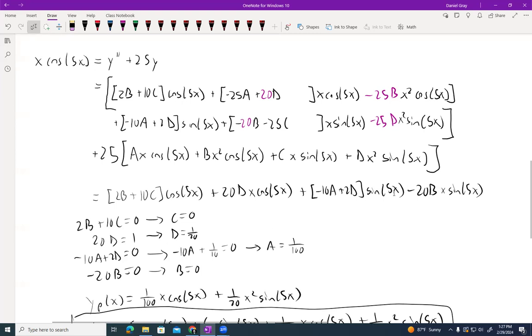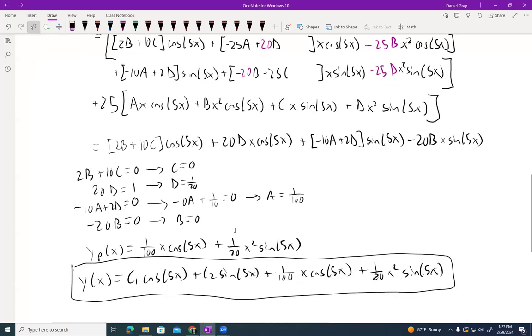So these are my only four terms, and I compare it to the left-hand side, right? There's no cosine of 5x term, so I have 2b plus 10c has to be equal to 0. 20d has to be equal to 1 because those coefficients have to match. Okay. Negative 10a plus 2d is going to be equal to 0 because there's no sine of 5x term. And negative 20b is going to be equal to 0 because there's no x sine of 5x term.